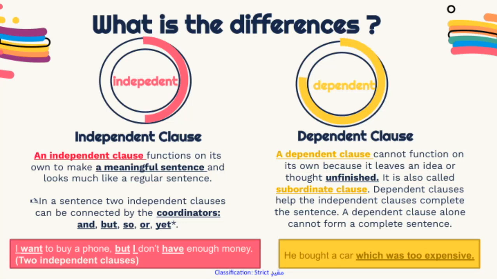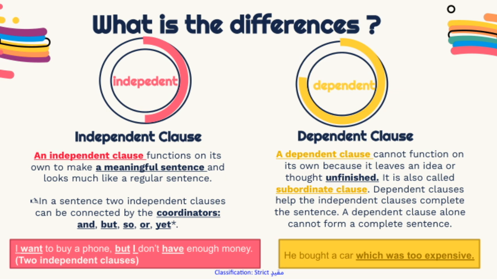In this slide, we're looking at two types of clauses, independent and dependent. First, let's talk about the independent clause. An independent clause can stand on its own as a complete sentence because it has a subject and a verb that express a complete thought. For example, in the sentence, he bought a car which was too expensive, the part, he bought a car, is an independent clause because it makes sense by itself.